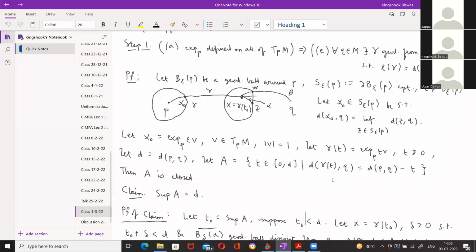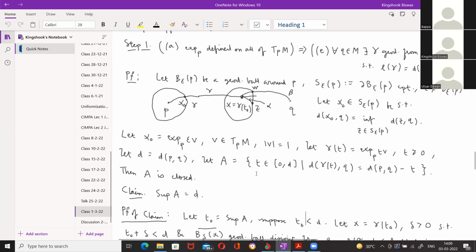We've decreased it by t as much as possible. So then the idea is you look at the set of times t for which this holds in the interval 0 to d, where d is the distance from p to q. And then you show that the endpoint d belongs to this set A, and that will tell you that gamma of d is equal to q, and so you're done.